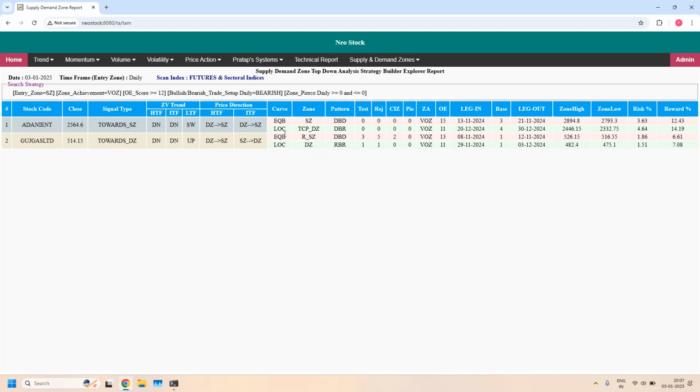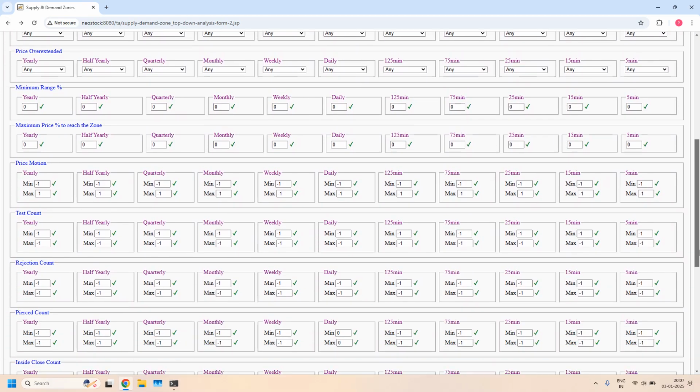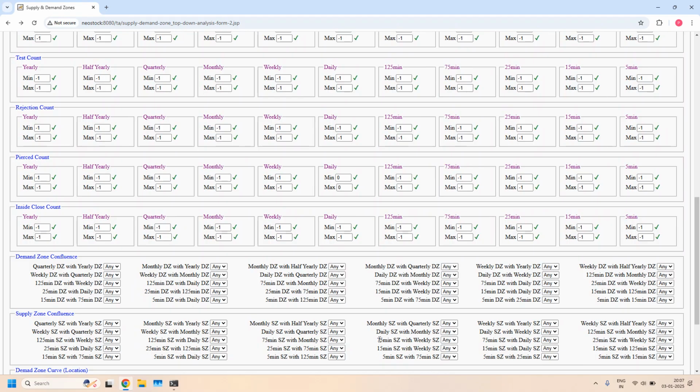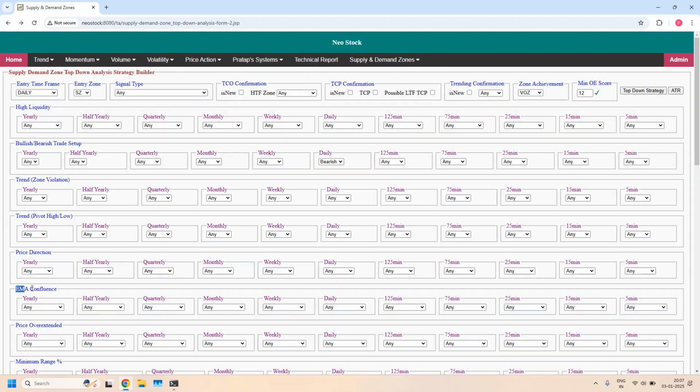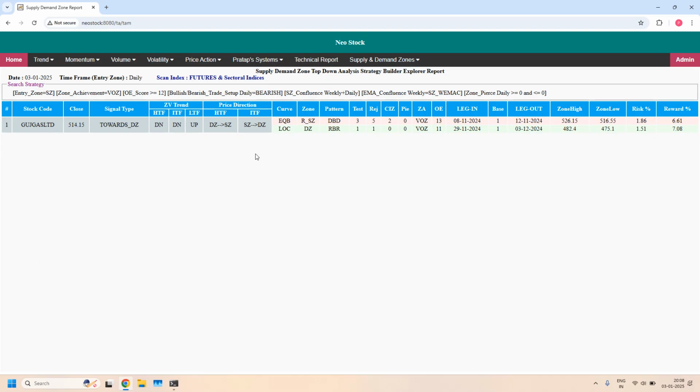So let us identify any of these 2 stocks are having ITF confluence. That is LTF and ITF supply zone confluence. That is a daily and weekly supply zone confluence. With this filter, we got both the stocks. That means in both these stocks, these daily supply zones are part of the weekly supply zone, and weekly trend is down. If any of these stocks are having weekly EMA confluence, they are even more high probability setup stocks. So weekly supply zone with weekly EMA confluence, we got 1 stock. So this is a more high probability trade setup supported stock.